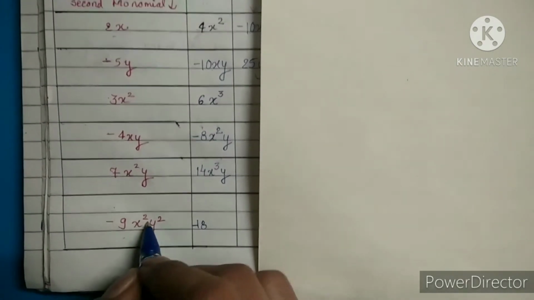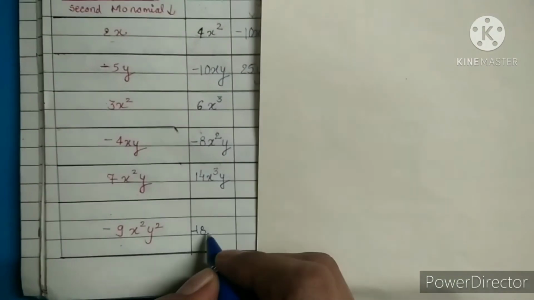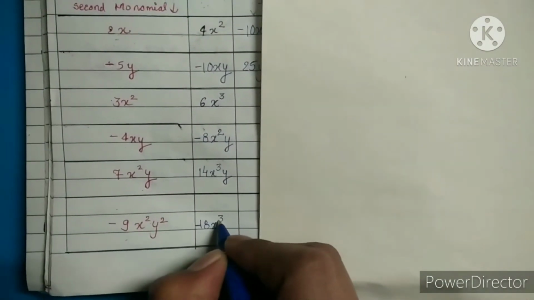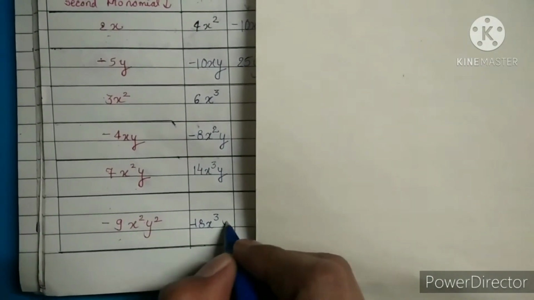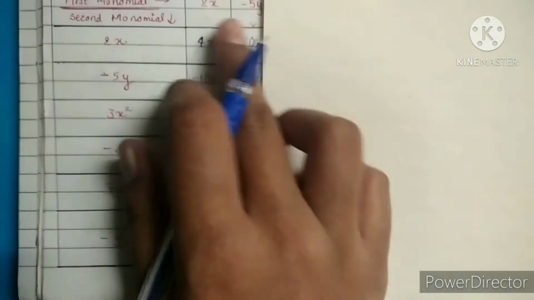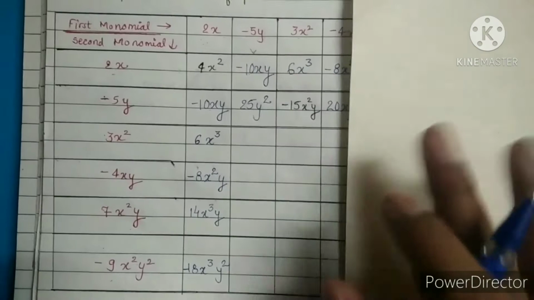X is to power 2, x is to power 1, so here x is to power 3 and y square will remain same because in the upside we don't have any y term. Same we will do for the second.